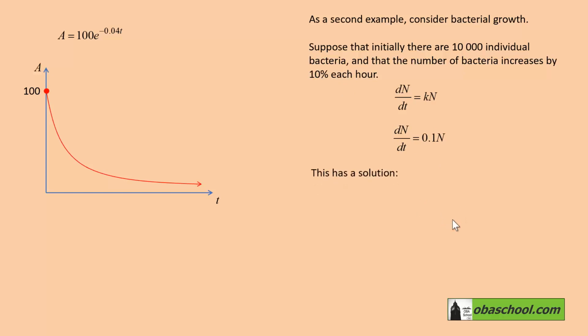This has a solution. N equals 10,000 e to the 0.1t. And we'd get that exactly the same way as we described with the previous example. The 10,000 comes from the value when t is equal to 0. So what does that look like? Well, we know what an exponential curve looks like, but once again, of course, it's going to start from the intercept here because t starts at 0.